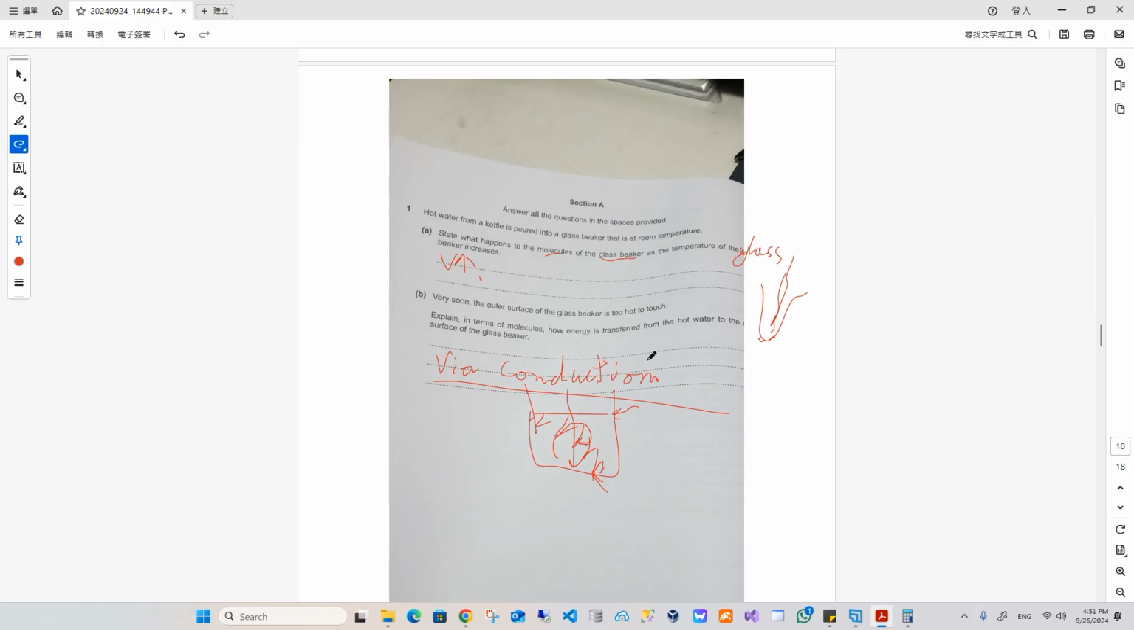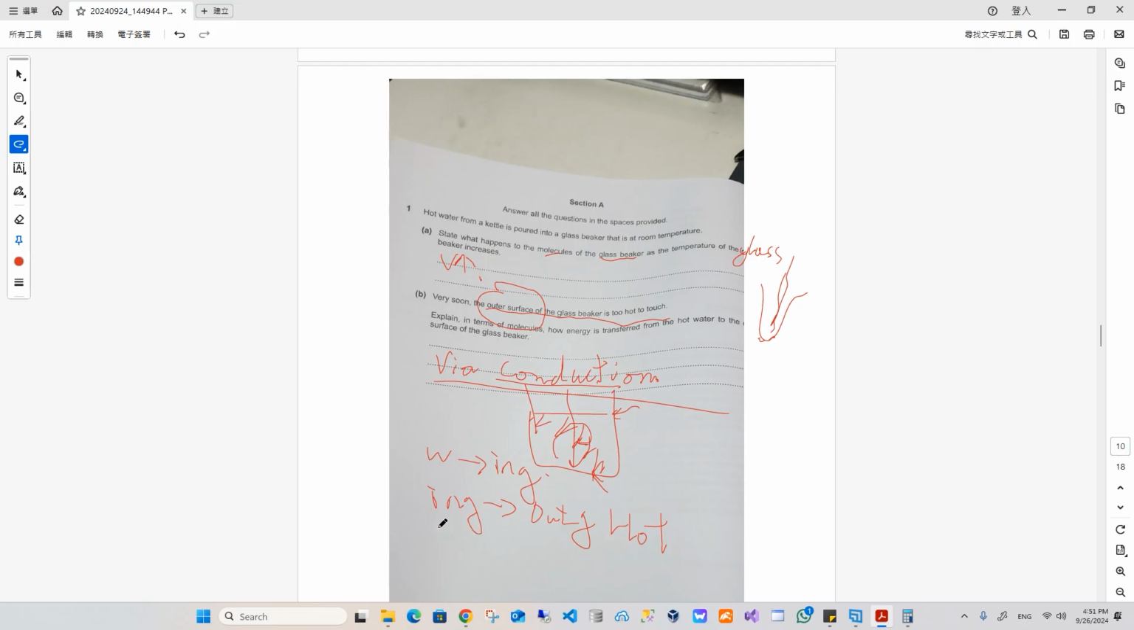Okay, or rather it says the outer surface of the glass because it's too hot to touch. Let me complete the whole thing. So the water to the inner glass is due to conduction. And the inner glass wall to the outer glass wall, hot, right? Because they say outer surface. Why do they say outer surface?